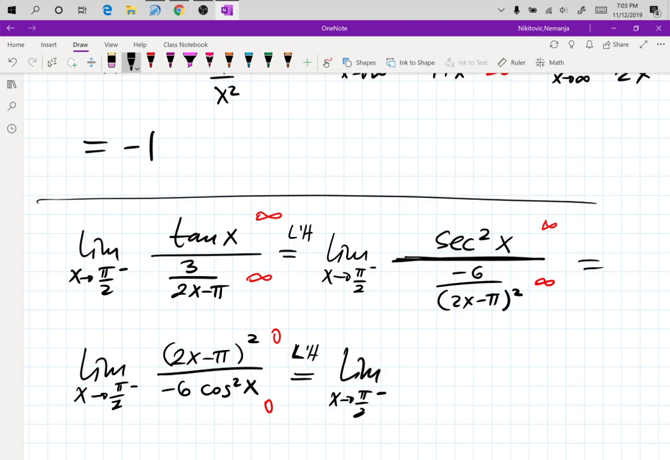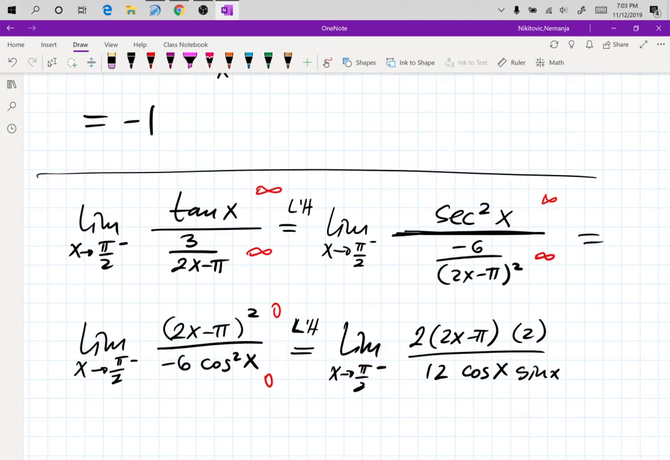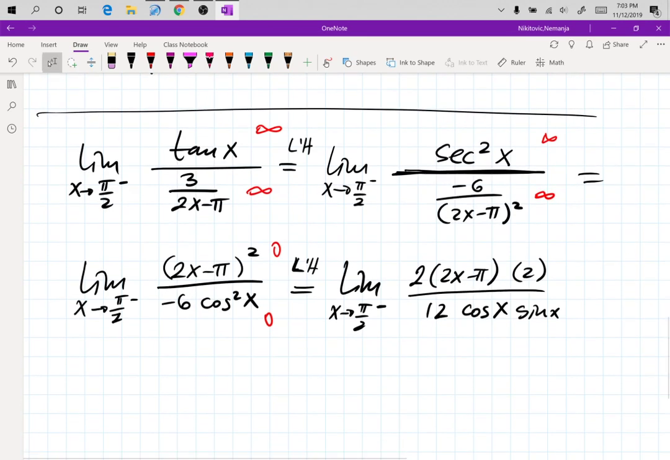So now when I take the derivative, in the numerator I will get 2 times 2x minus pi times the derivative of the inside, which is 2, divided by negative 12 cosine x, and then I have the derivative of cosine is negative sine, so that will kill the negative here. Awesome. Let's use some algebra here. So 2 times 2 is 4, divided by this gives me a 3. So I have 2x, I forgot the limit, points off.